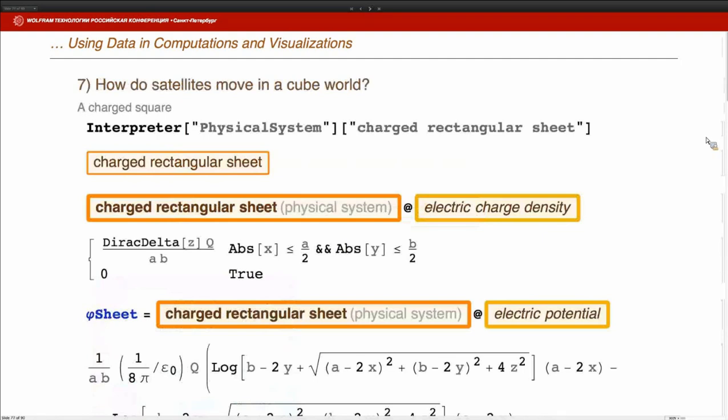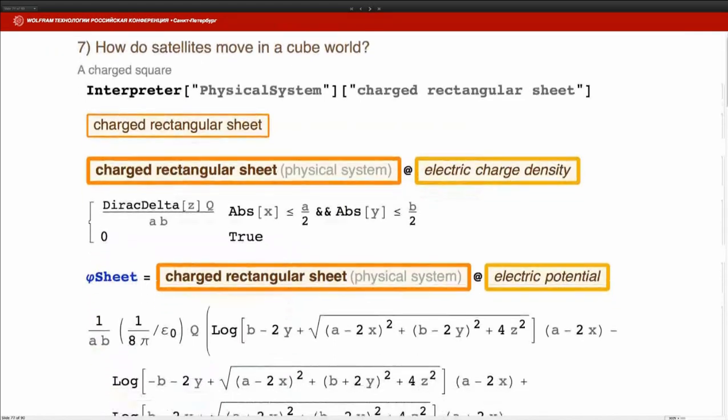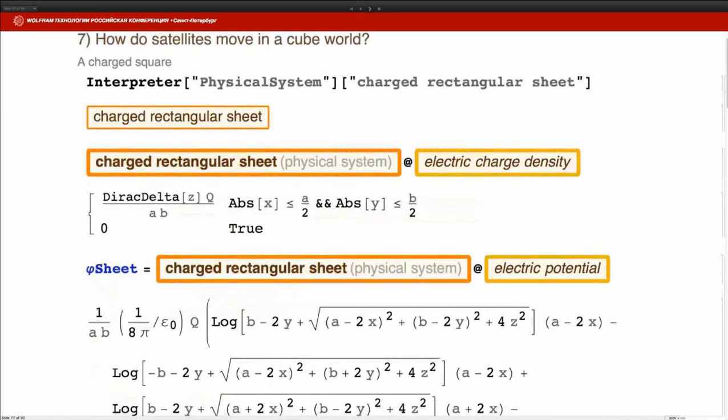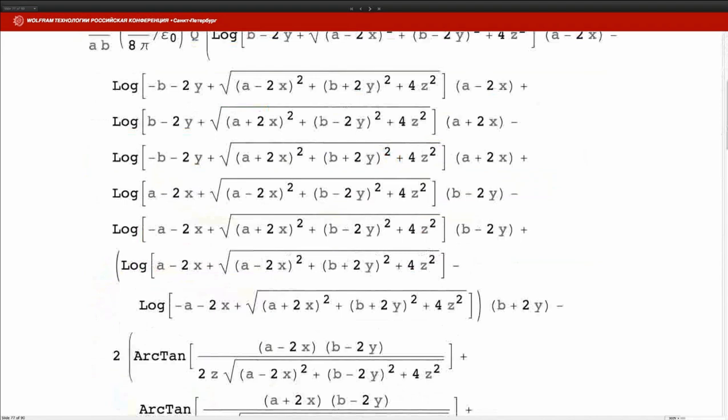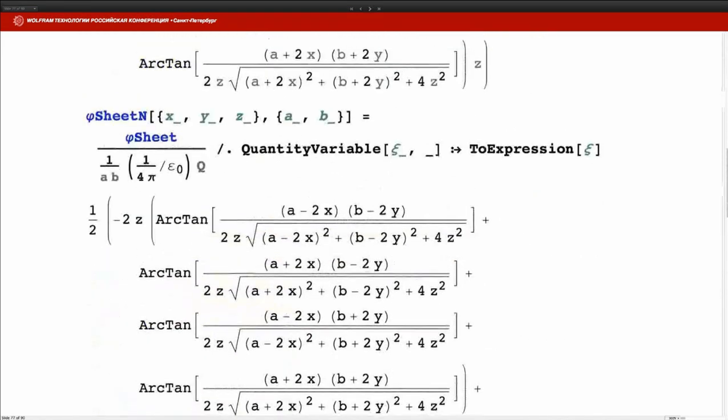The example of the physical system. I had already mentioned the charged physical systems. Let's start with a simple one, a rectangular sheet. So here's a rectangular sheet, and I get its potential. It's not a difficult function, but also not an easy function. So it takes a little bit.